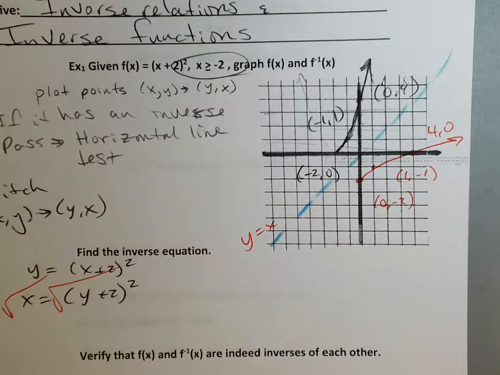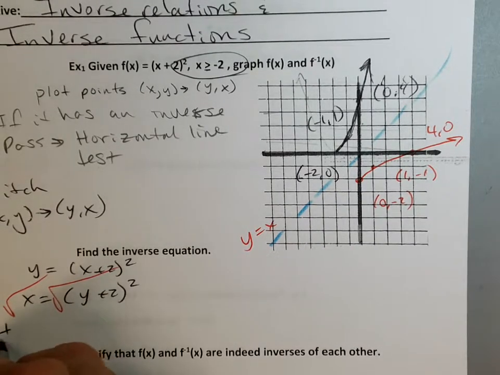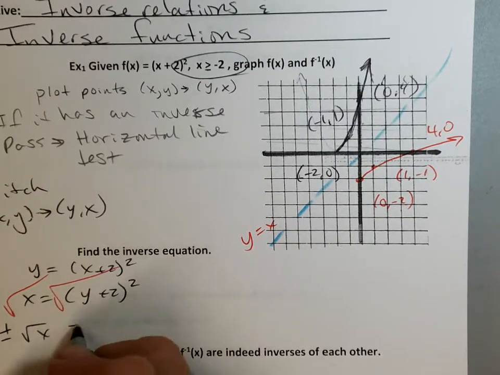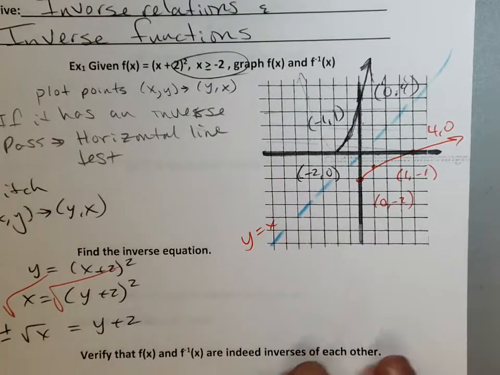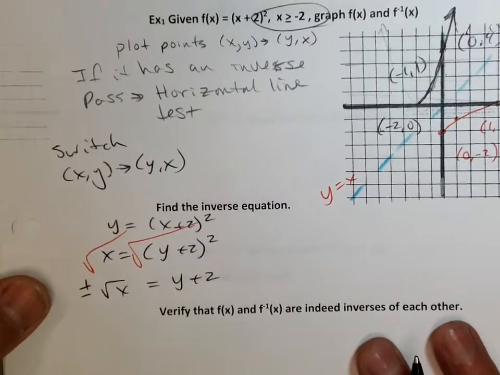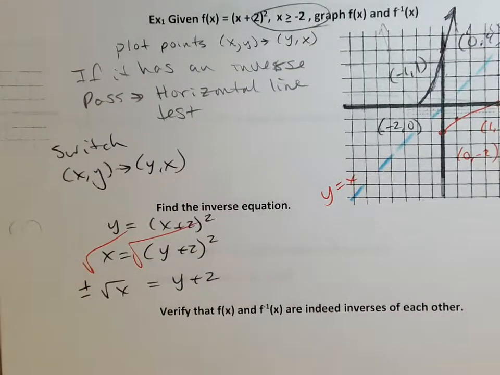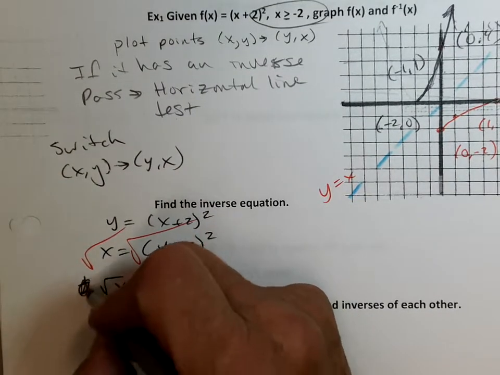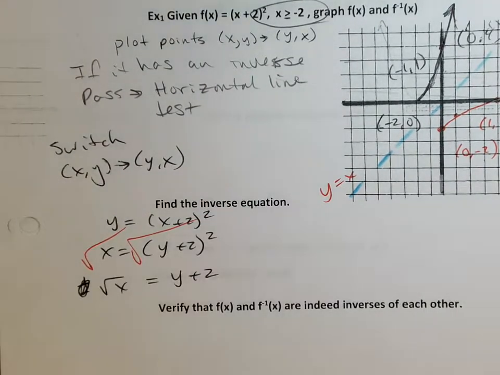Technically, Zoe, you're right, because technically it'd be a plus or a minus. The square root of x equals y plus 2. However, because we restricted the domain, didn't we, and we got rid of the negative half, it's really only just the positive square root of x. Thank you, Zoe. That was such a good question.